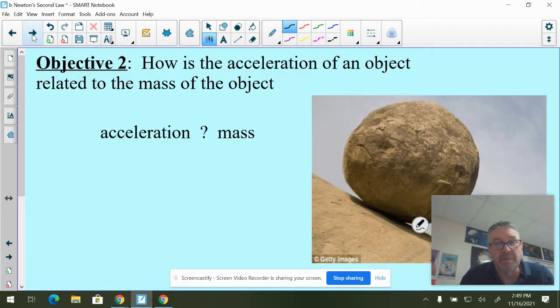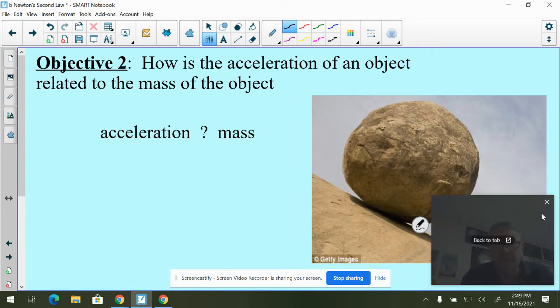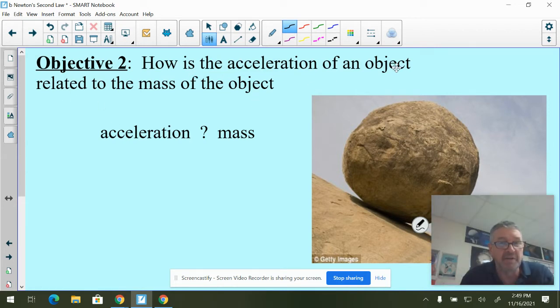Now, the second part of the lab is likewise equally as obvious, I think. It's going to ask you how is the acceleration of the object related to the mass of the object. So now we're going to apply a constant force. We're not going to change the force, but we're going to change the mass. And again, I think this is kind of obvious.